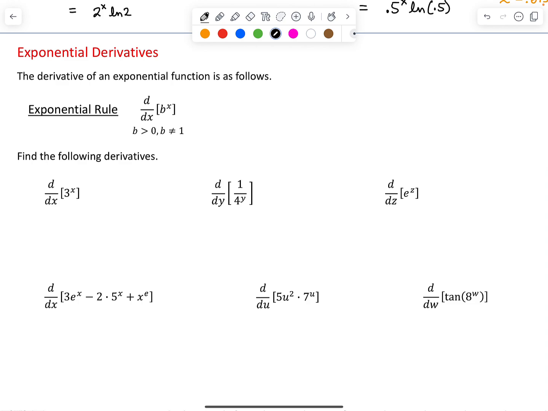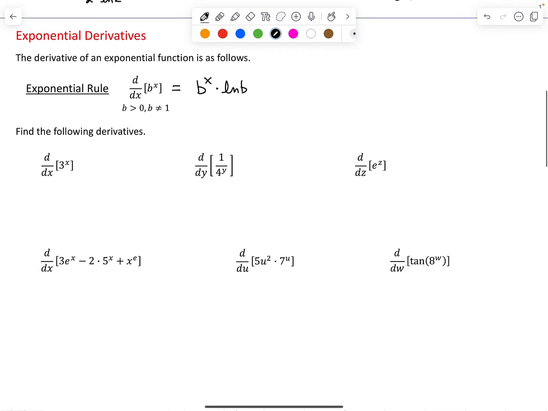The derivative of an exponential function is as follows. This is a derivative with respect to x, so x is the independent variable. We are assuming that we have an exponential function with a base b that's constant, which must be positive but not 1. In that case, the derivative will simply be itself, the same exponential function, times the natural log of that base.